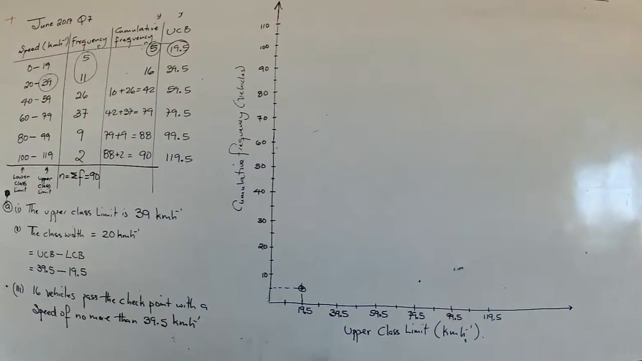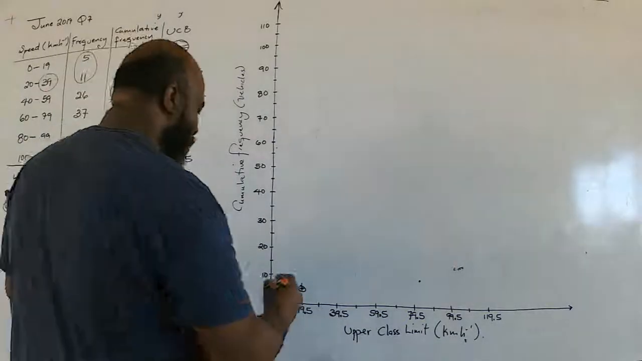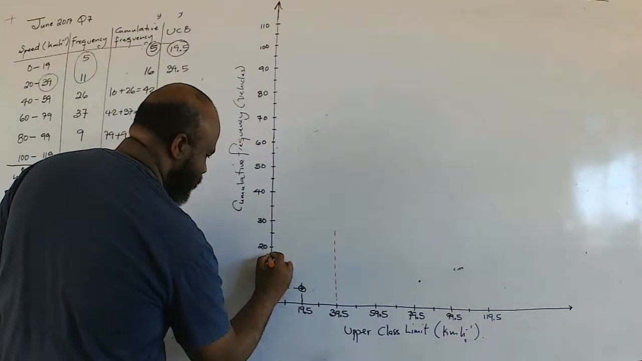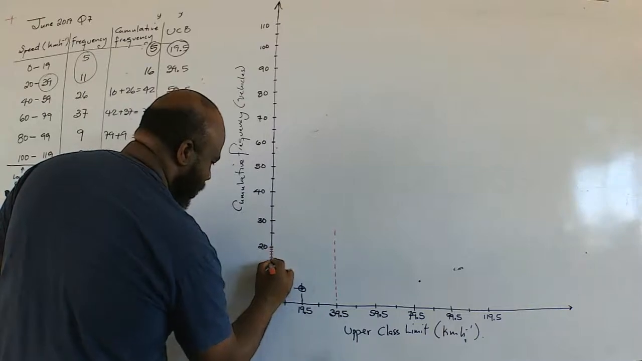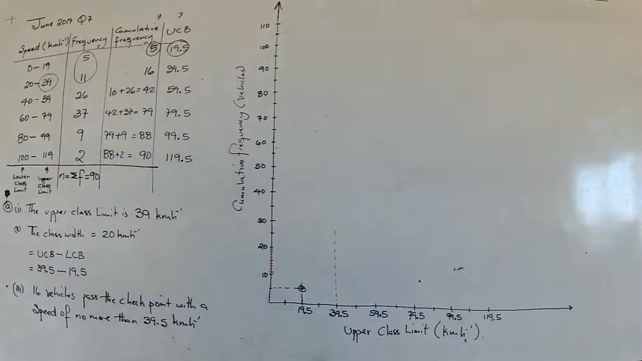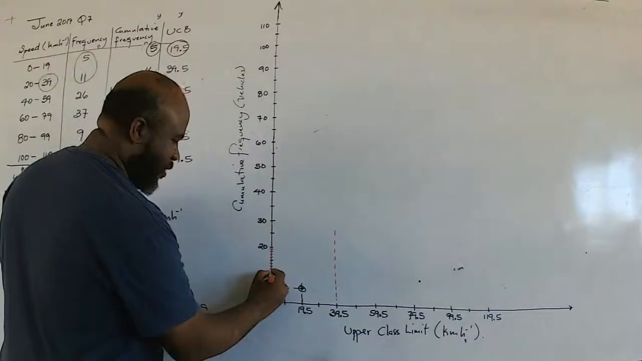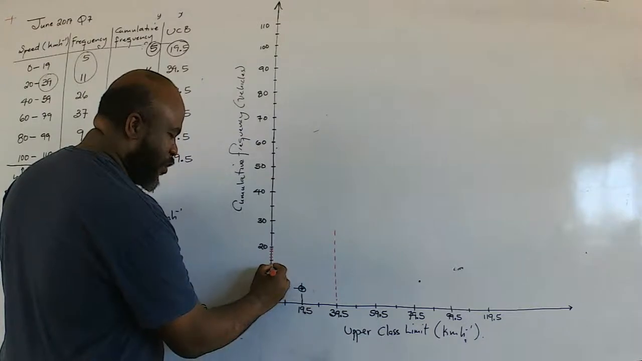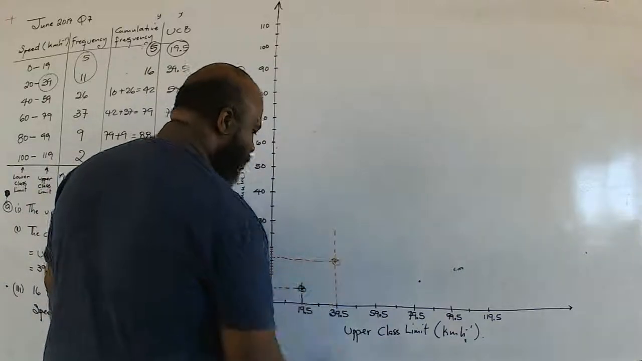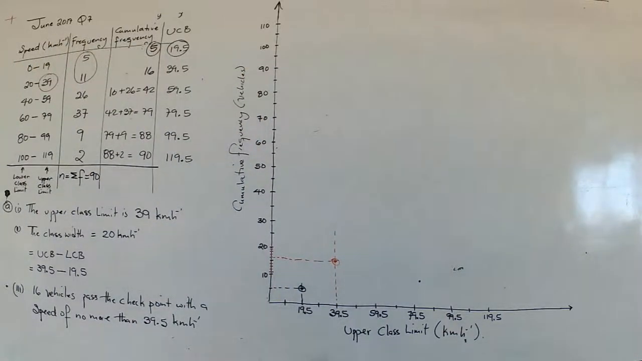39.5 corresponds to what? 16. On the vertical axis, each minor division represents how many vehicles? 1. So 1 represents 1 vehicle. So this is 10, 11, 12, 13, 14, 15, 16. Then what? 59.5 corresponds to what?